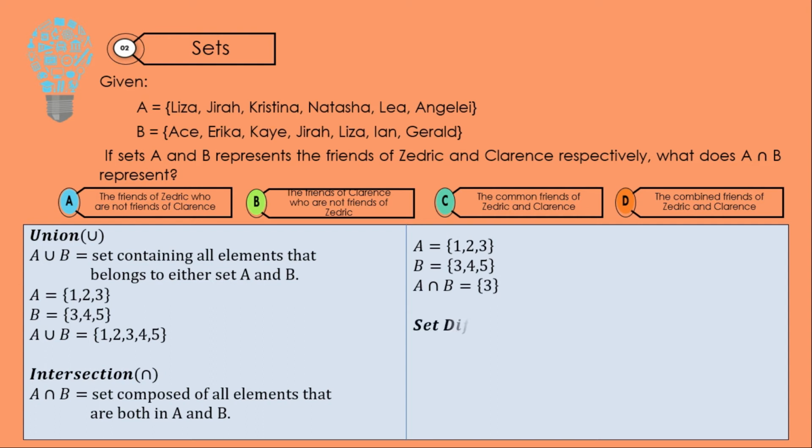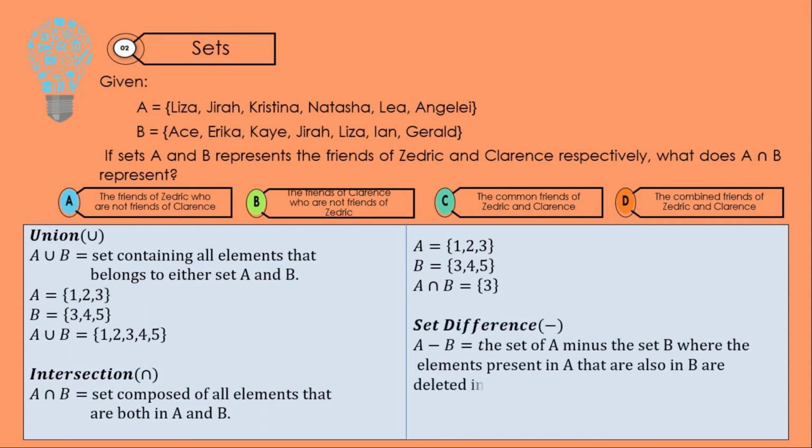For set difference, A minus B, it is the set where the elements present in A that are also in B are deleted from A. So we have here another example. As you can see, the common elements in A and B are deleted from A, and what remains are the unique elements of set A.